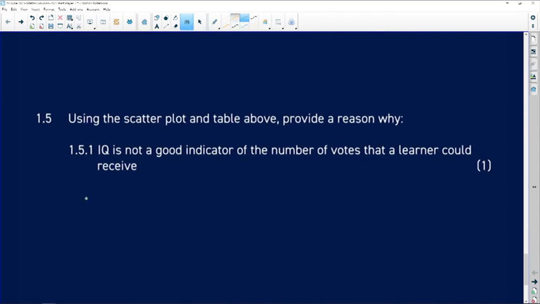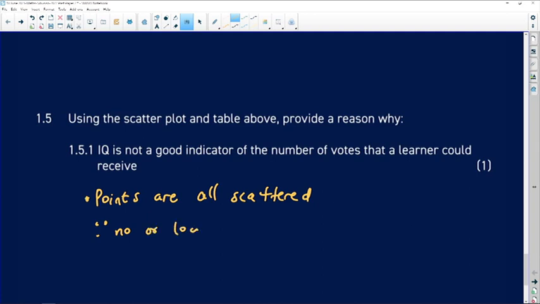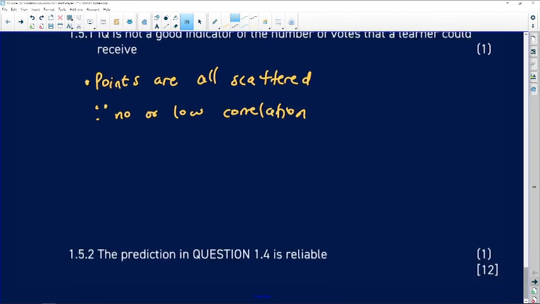They're scattered everywhere, right? So points are all over, they're all scattered everywhere. Therefore there's no correlation here. There's no relationship of some sort. No or low correlation. We can't see any relationship that tells us that IQ will tell you if you'll get votes or not. Okay.